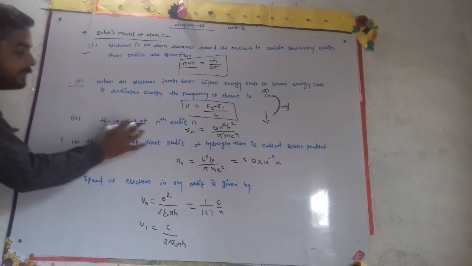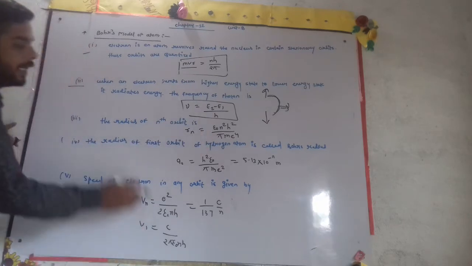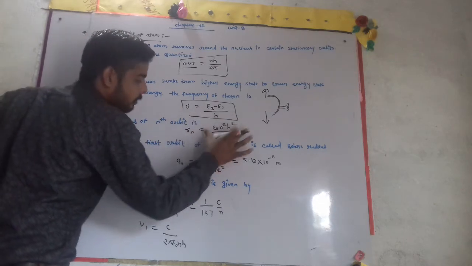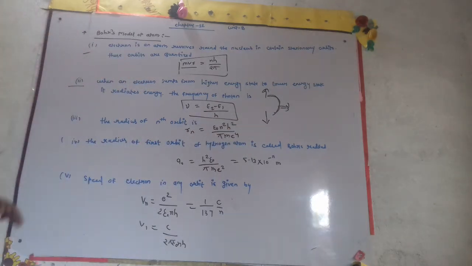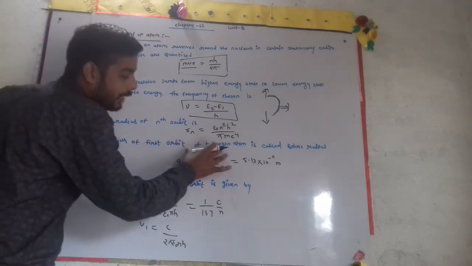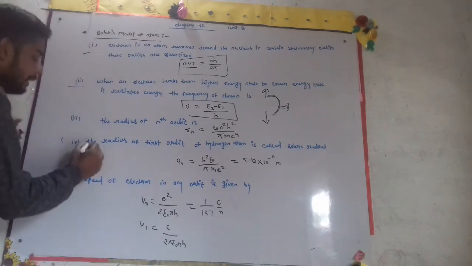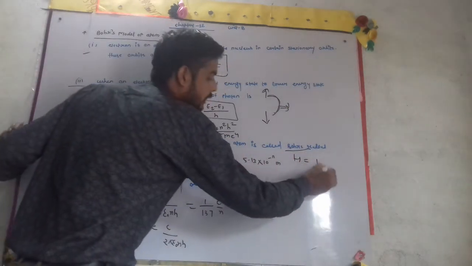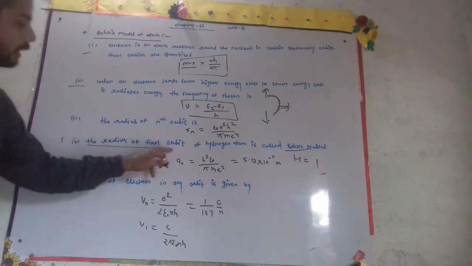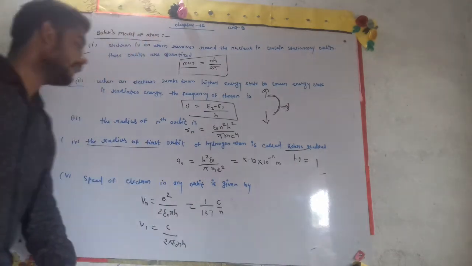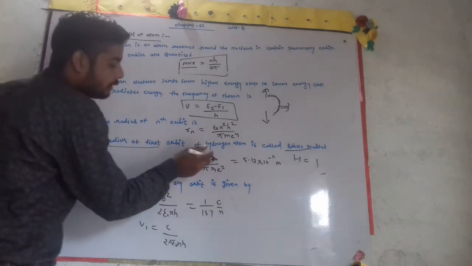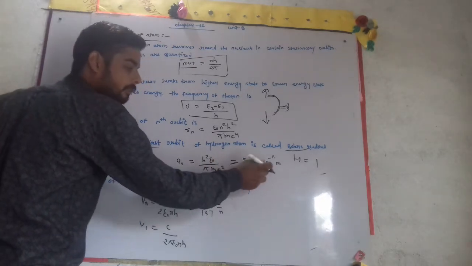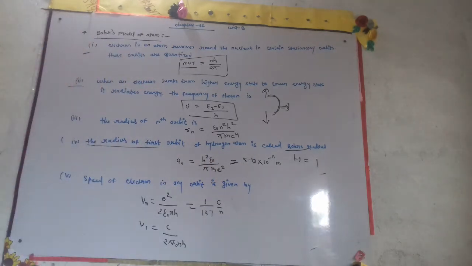Then the third one is the radius of the nth orbit. It is given by rn equals epsilon naught n square h square upon pi m e square. The radius of the first orbit of the hydrogen atom is called the Bohr radius. For the first orbit we know that n equals 1, and that is hydrogen. The Bohr radius is represented by a0 equals h square epsilon naught upon pi m e square, whose value is 5.13 into 10 to the power minus 11 meter.